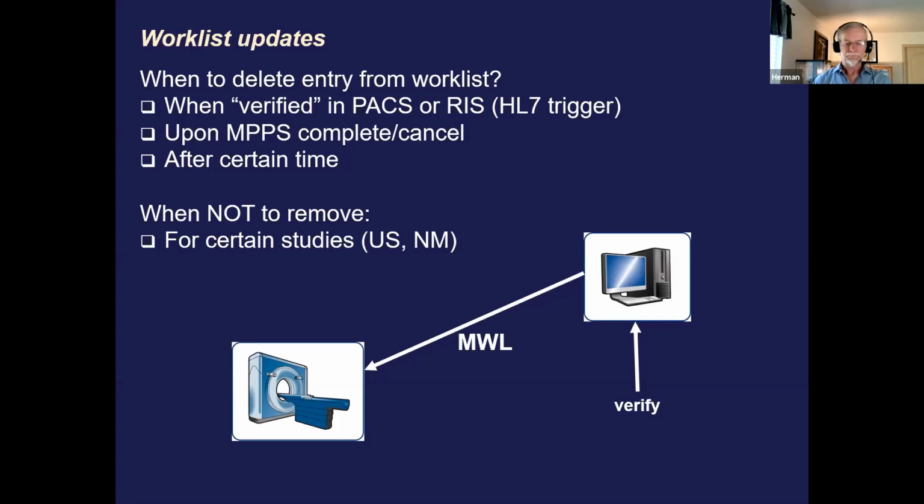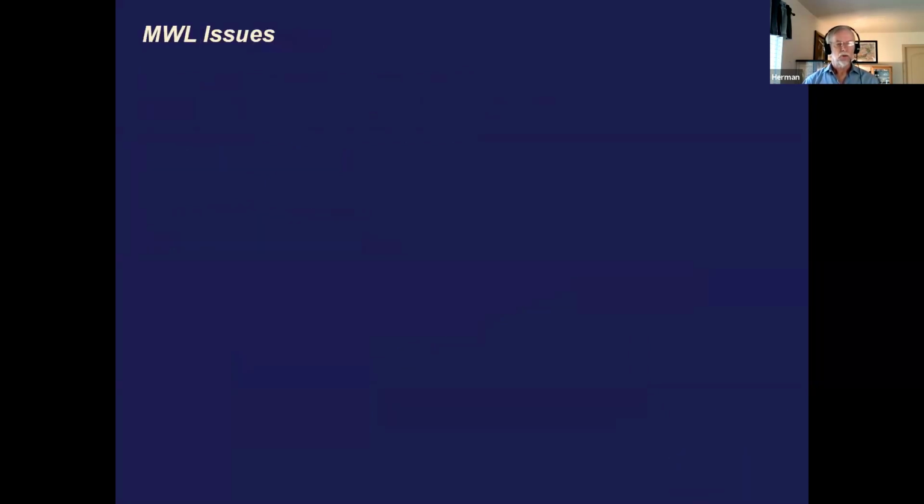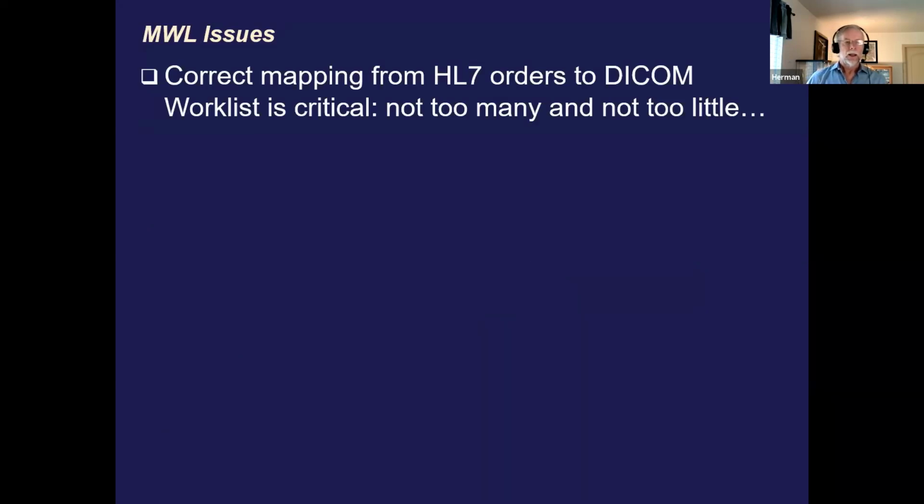Yeah. But if we talk a little bit about updates and deletings and timing, what are some of the other issues? Correct mapping from HL7 orders to DICOM. We don't want too little and don't want too many. So what is an example of when we have too many?